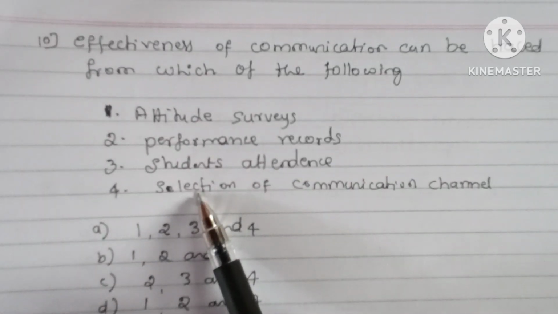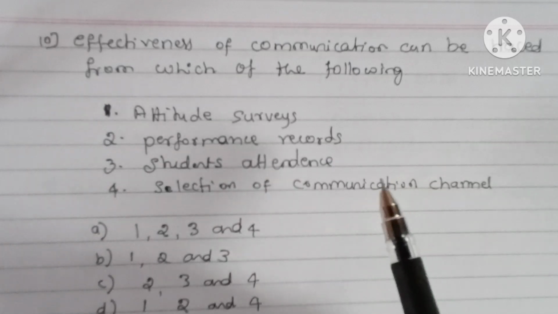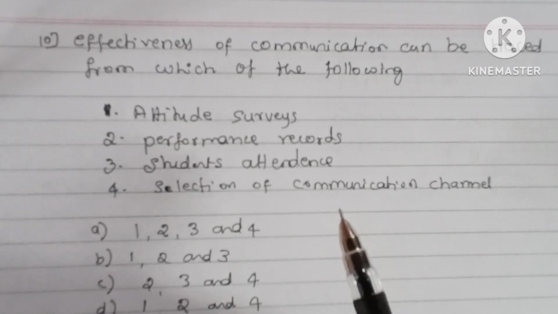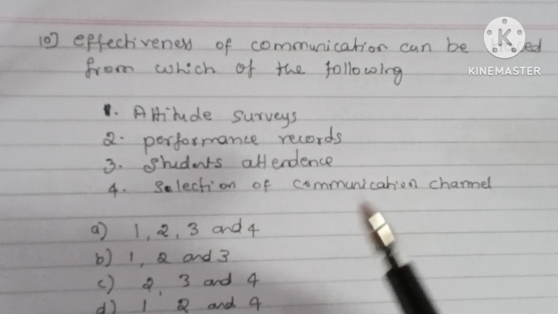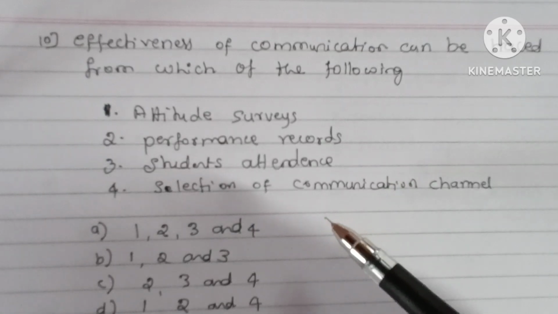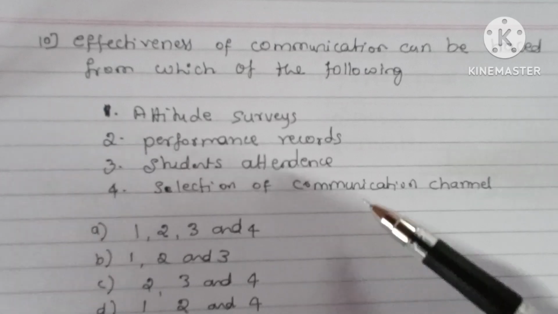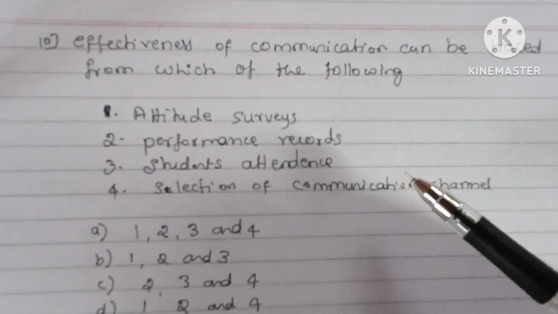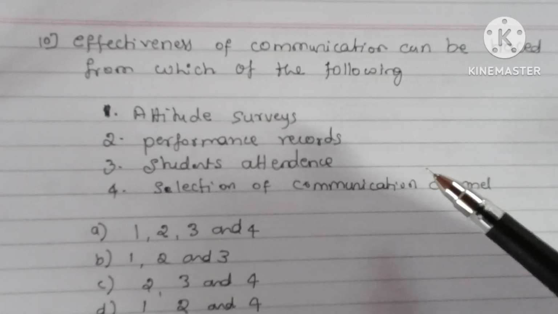Next, selection of communication channel. A communication channel is a medium or means, manner or method through which a message is sent to its intended receiver. The basic channels are written, oral or spoken, and electronic and multimedia.